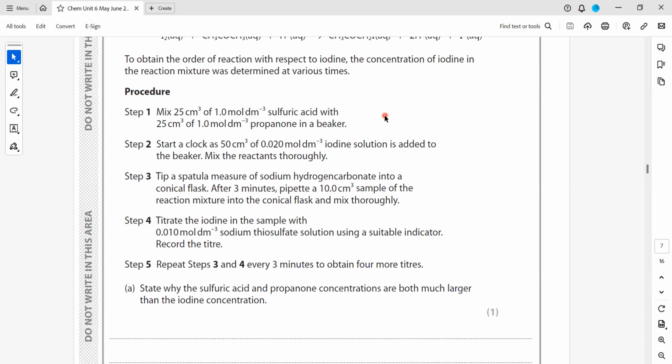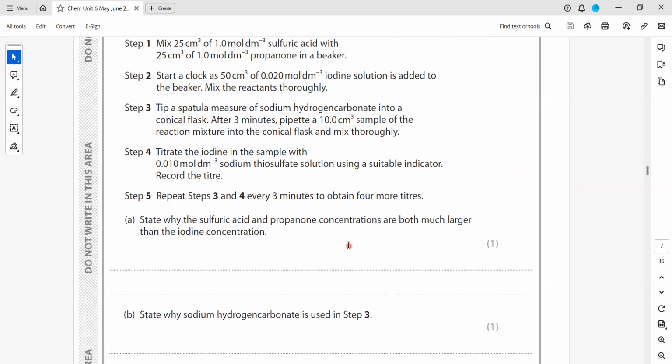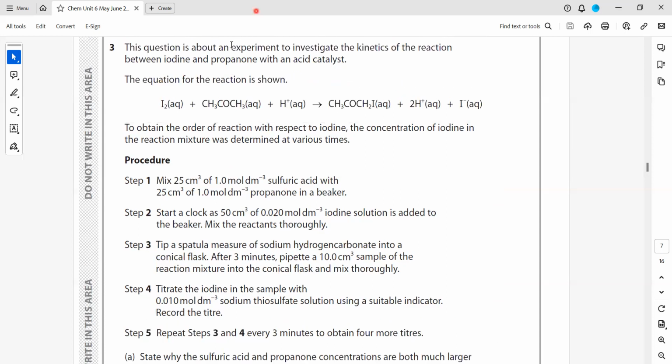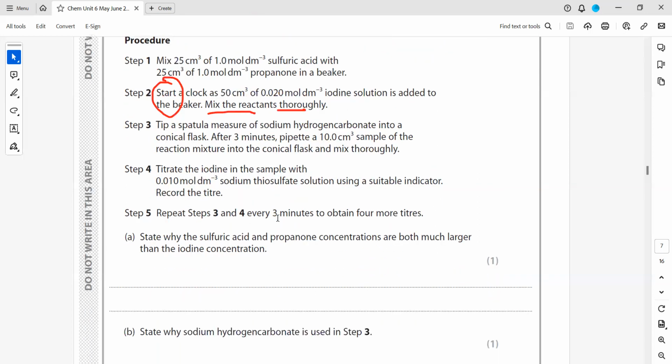After 3 minutes, we pipette 10 cm³ of a sample into a conical flask and titrate with sodium thiosulfate. The experiment was repeated, step 3, every 3 minutes to obtain 4 titres. State why the sulfuric acid and propanol concentrations are both much larger than the iodine. Because we want to determine the rate with respect to iodine, the other reactants should be in excess, so the rate is not affected by the change in concentration of the other reactants.